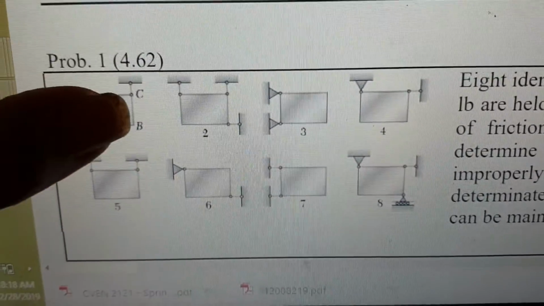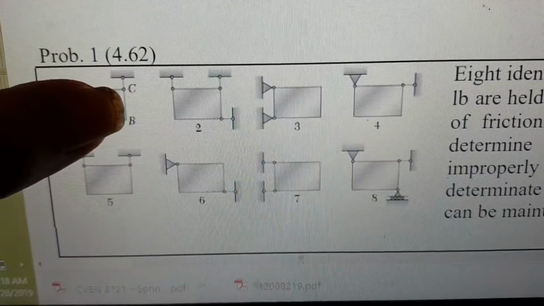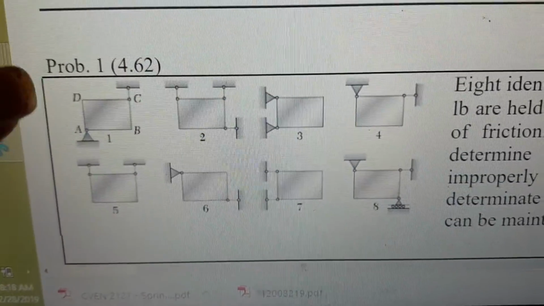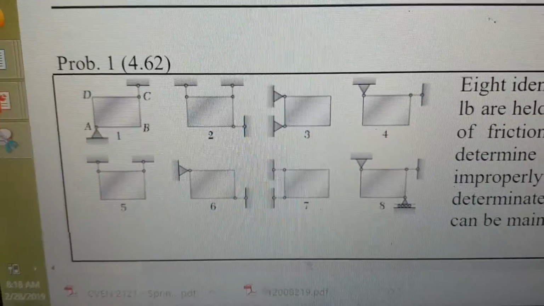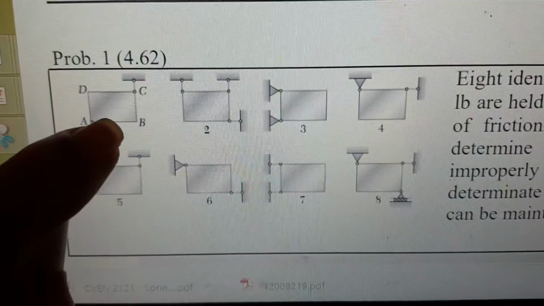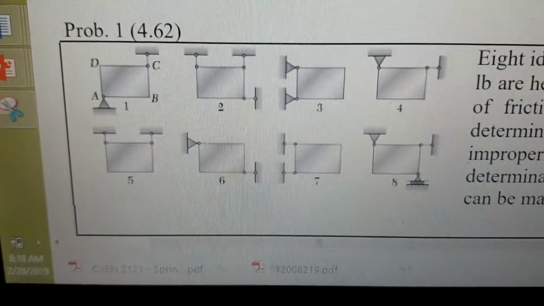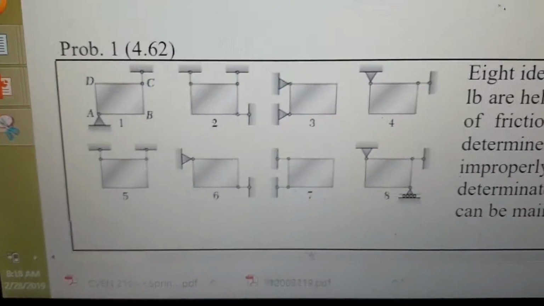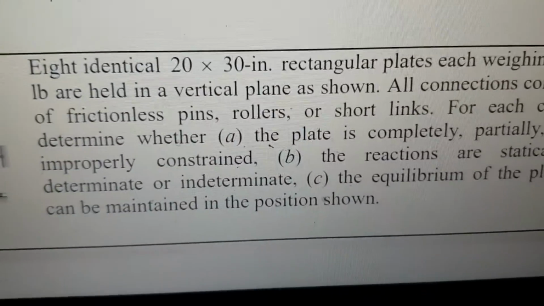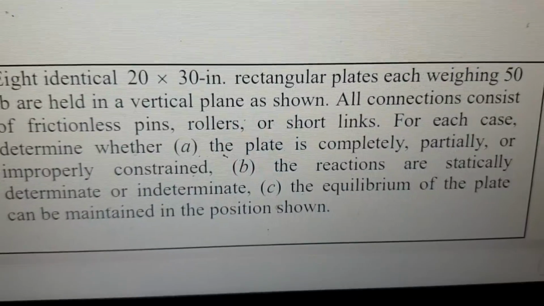So the weight of every rectangular plate is 50 pounds, and the 50 is going to be in the center. So this is the rectangle, the center is going to be in the middle here. Okay? So the weight is 50 pounds, held in a vertical plane as shown. All connections consist of frictionless pin.